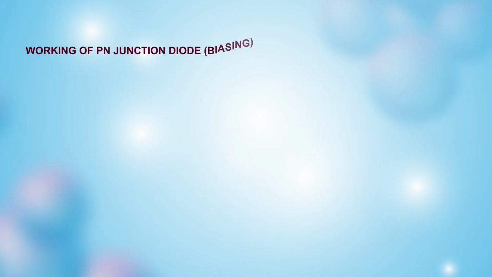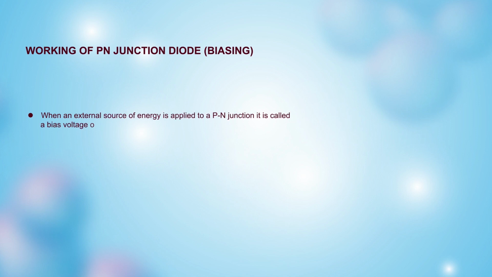So, to understand the working we must know about the biasing process. So, the working of the p-n junction diode can be understood through the biasing process. When an external source of energy is applied to a p-n junction, it is called a bias voltage or simply biasing. Now, here we have to understand the word biasing.